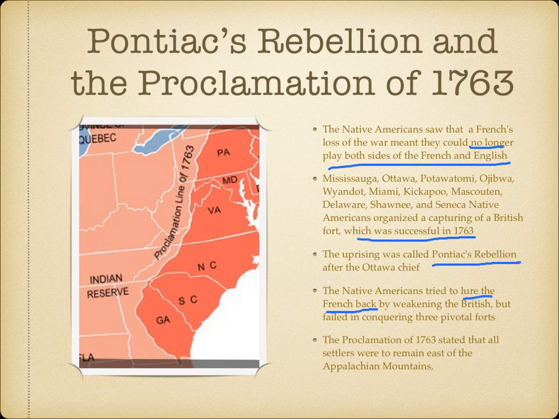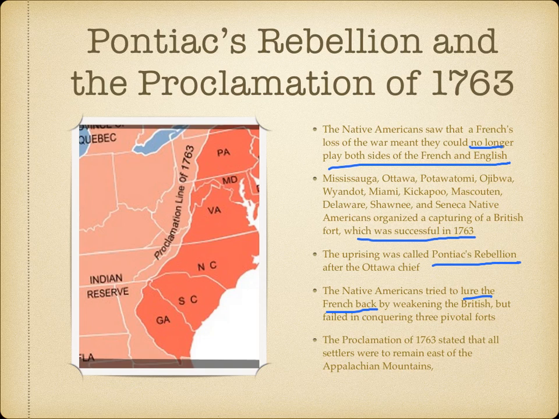Pontiac's Rebellion and the Proclamation of 1763 pertained to when Native Americans saw that the French loss of the war meant that they could no longer play the French against the English. The tribes of the Mississauga, Ottawa, Potawatomi, Wyandot, Miami, Kickapoo, Delaware, Shawnee, and Seneca Native Americans organized the capturing of a British fort, which was successful in 1763. The uprising would later be called Pontiac's Rebellion, after the Ottawa chief.